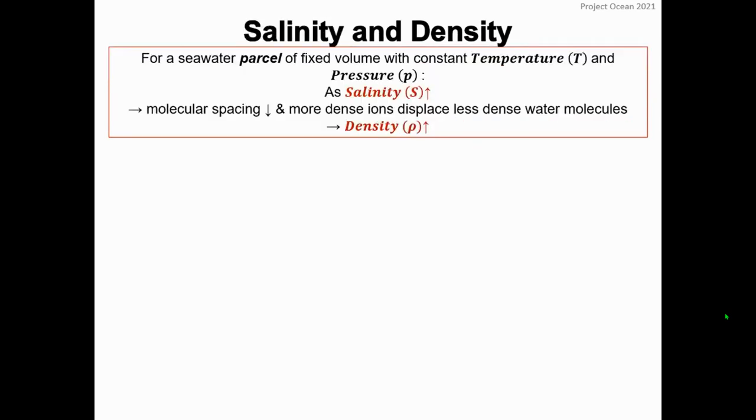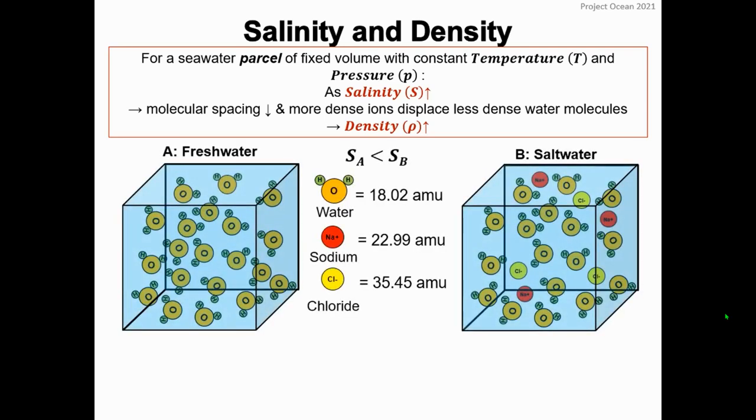Let's move on to salinity and density. For a seawater parcel of fixed volume with constant temperature and pressure, as salinity goes up, molecular spacing in the parcel goes down, and more dense ions displace less dense water molecules. Therefore, density goes up. Let me show you what I mean. Here we have a parcel of the same volume, but in parcel A, it's freshwater. In parcel B, it's saltwater.